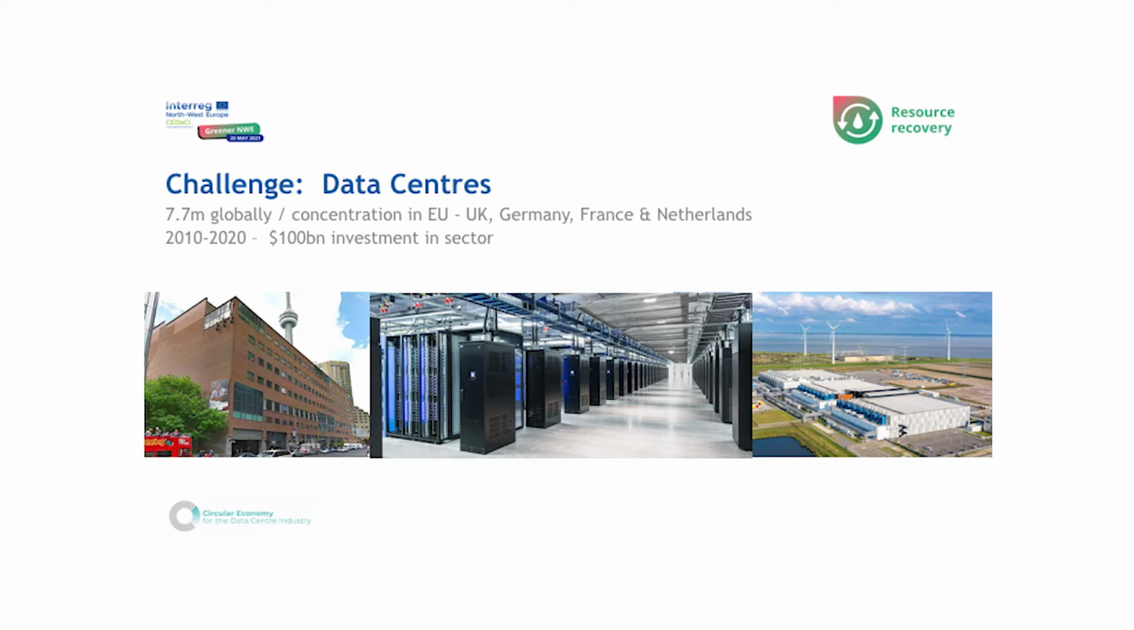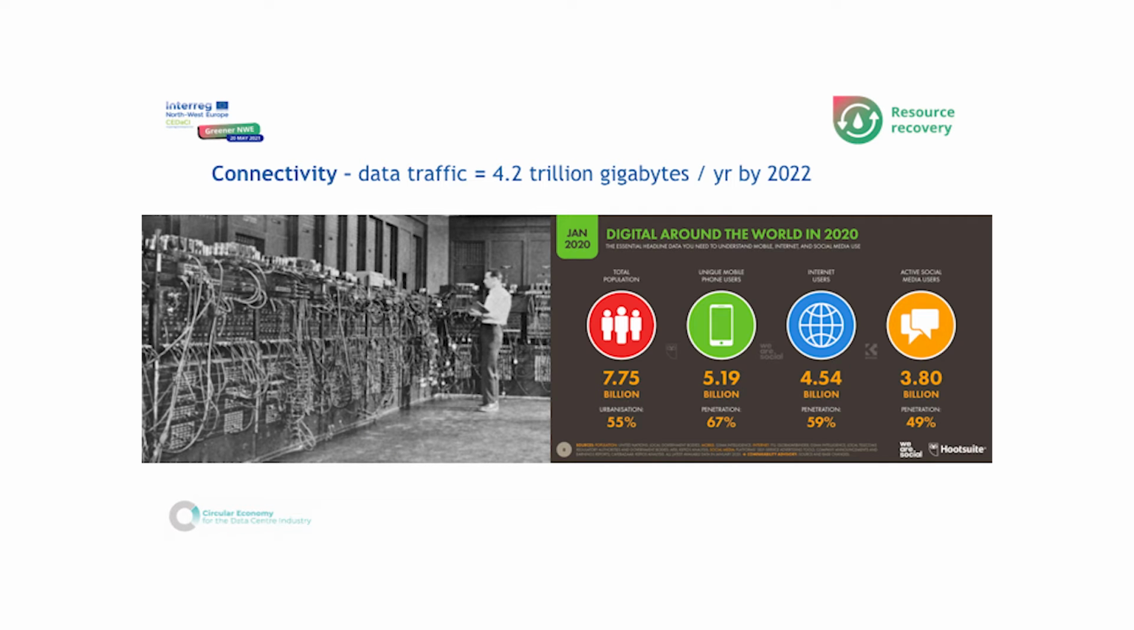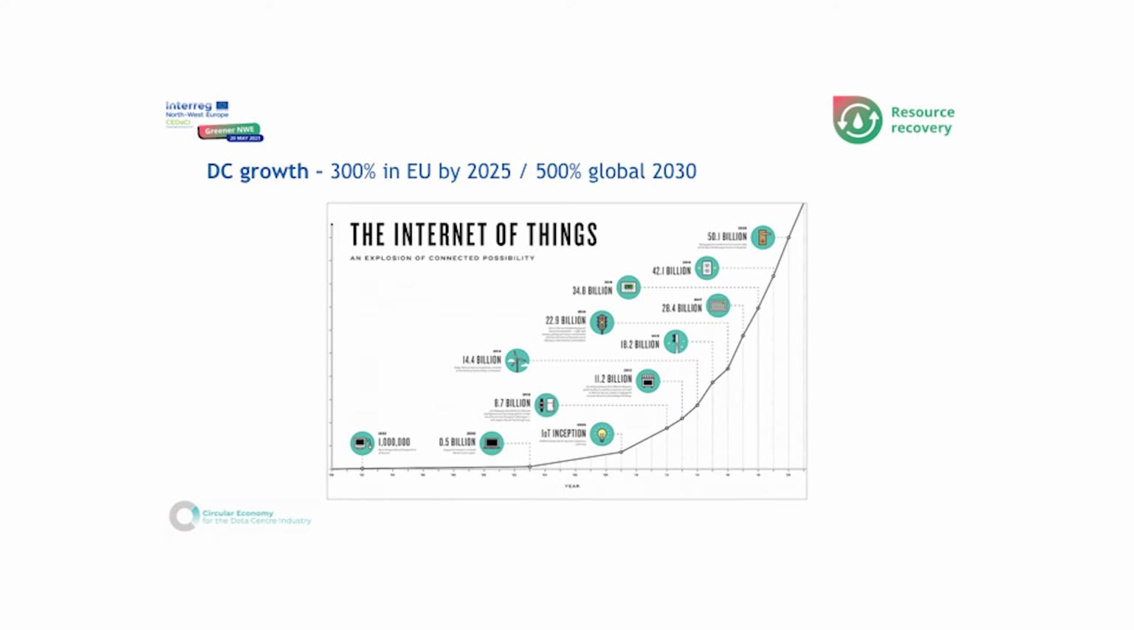So data centers are basically spaces that house digital processing and storage equipment. The sector has grown astronomically quickly. There are around 7.7 million around the world now, and there's a concentration in the EU because of the financial sector, so concentration in UK, Germany, France, and the Netherlands, and it's worth a vast amount of money. $100 billion has been invested recently in the sector. So now we process about 4.2 trillion gigabytes of data per year, and 60% of the global population are connected. So that gives you an idea of the scale of the sector.